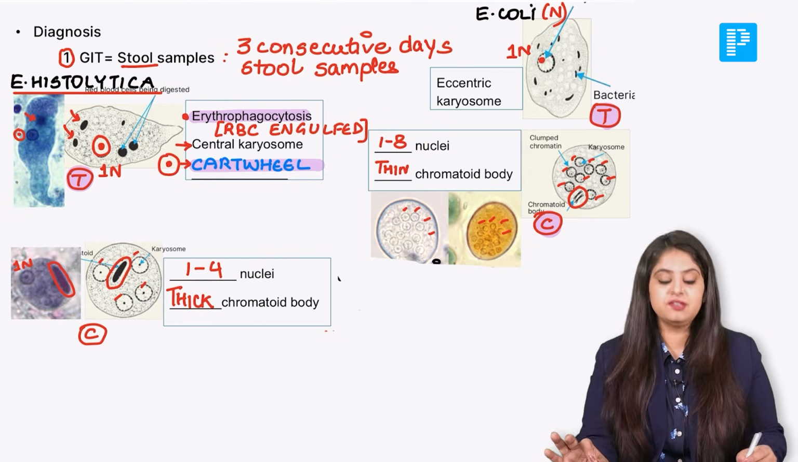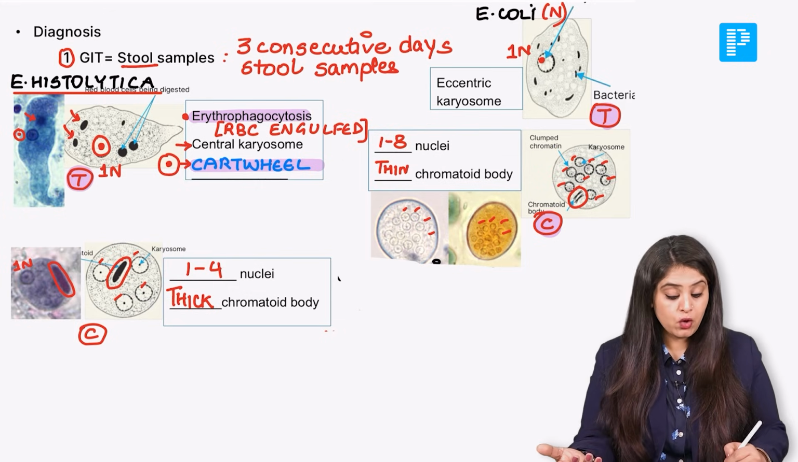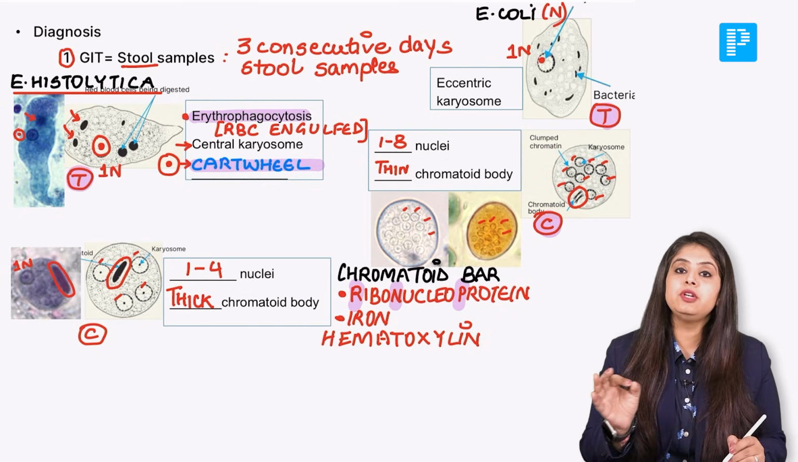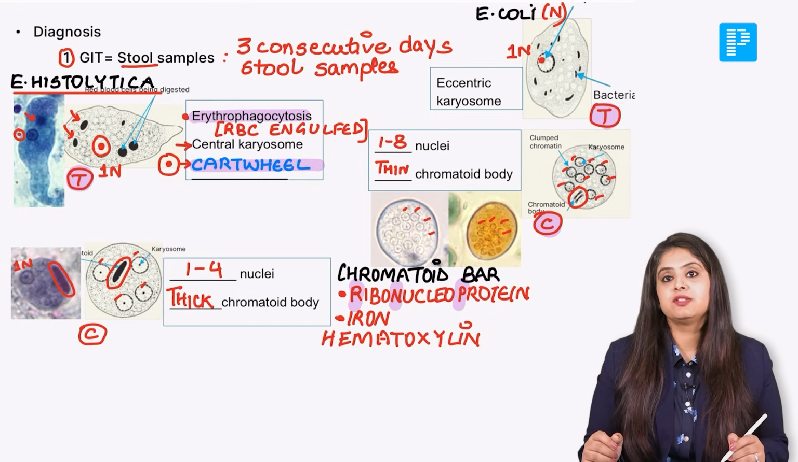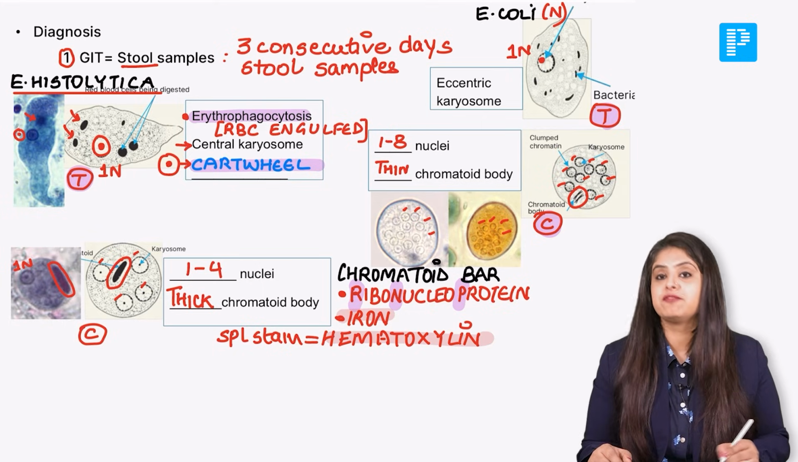My question here is that this chromatoid body, be it thick or thin, what is it? What is the composition of a chromatoid body? And the options will write RNP, ribonucleoprotein is what it is made up of. Now a question for the INI-CET students is, what is the special stain of a chromatoid body? It is iron hematoxylin, which you have to mark.